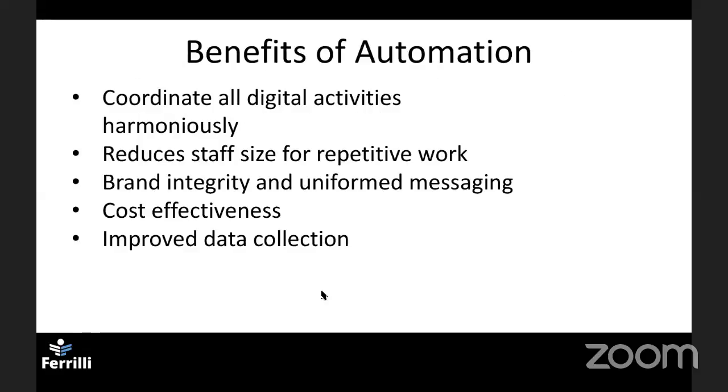So, what are the benefits of automation? First, you can coordinate all digital activities harmoniously. Social media and blog posts, along with email and text campaigns, can be scheduled in advance. This takes the guesswork out of daily planning and eliminates the potential for delays, often created by missed deadlines due to staff juggling multiple projects. Automation reduces the staff size for repetitive work.